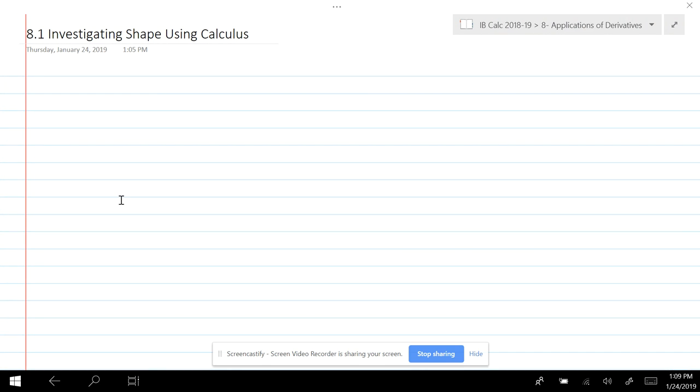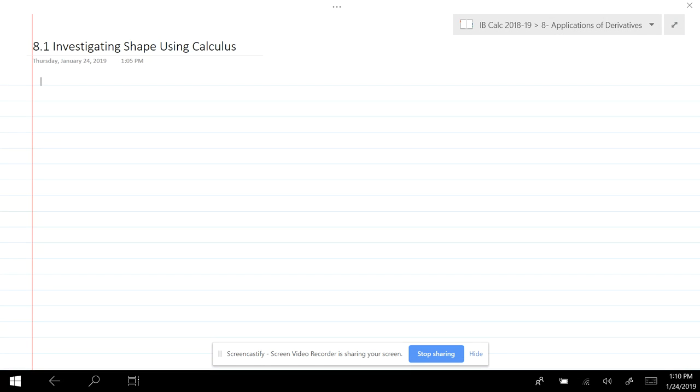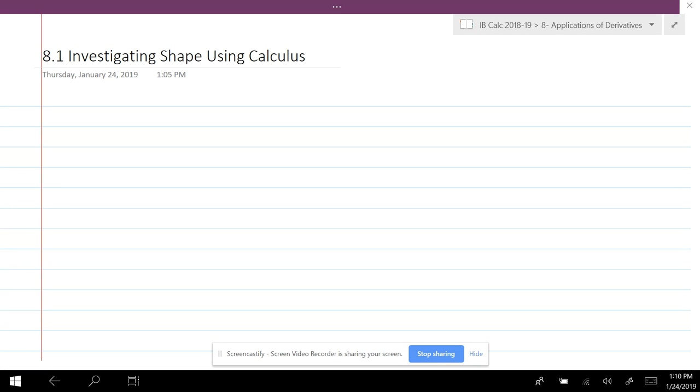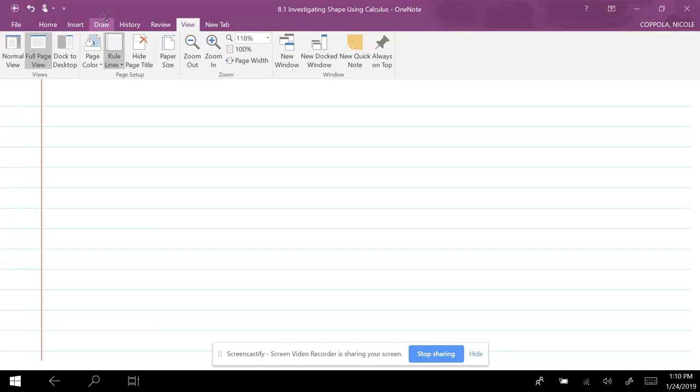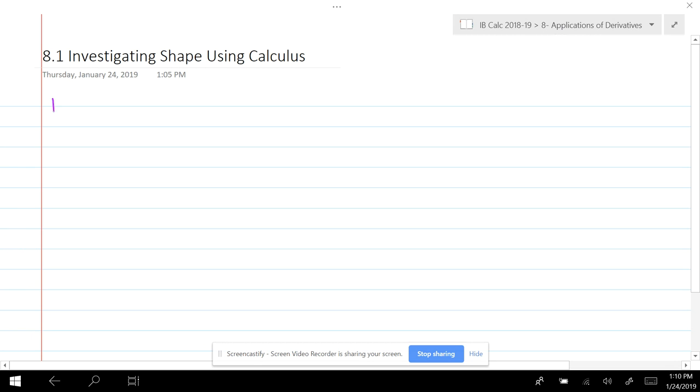We are on day 8.1, investigating shape using calculus. Some of this is going to be review. Feel free to pause at any time and work through these at your own pace should you need to. All right, so we're going to hop back on the calculus train. And what we're going to do is use calculus to help us analyze graphs.